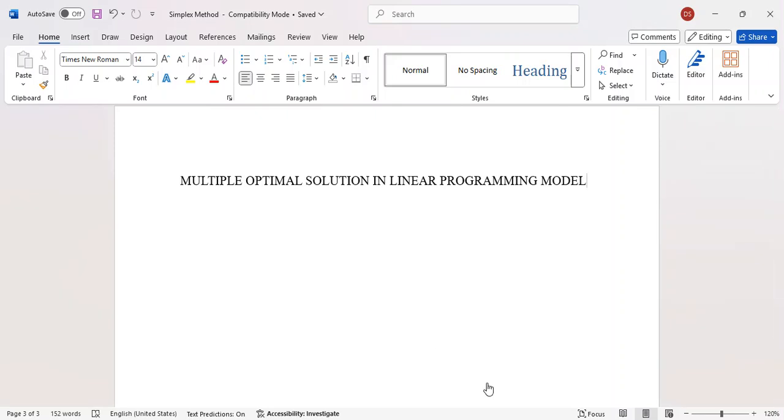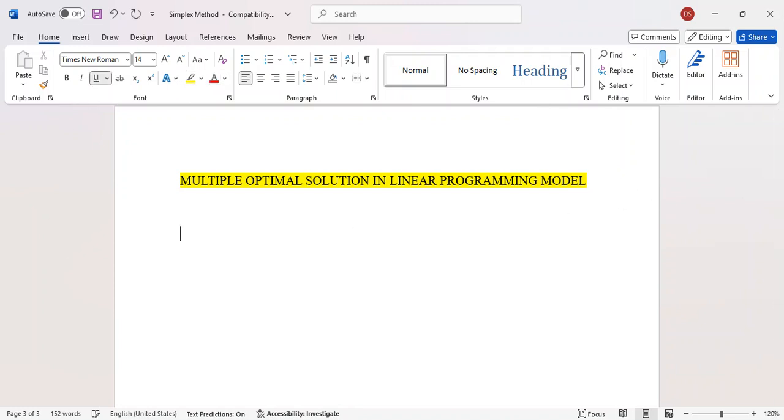Hi friends, let's discuss something more in the context of the linear programming model. You all know that the linear programming model is highlighted for the single solution for your objective function. But a number of times multiple solutions come. Then one thing you need to learn is what are the conditions in which multiple solutions will come into picture.